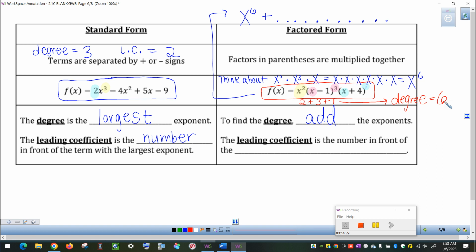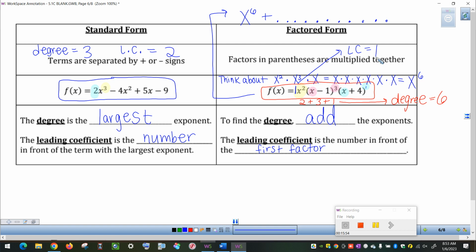Now, the leading coefficient when it's in factored form is really not too difficult. It's simply the number that's out in front of the very first factor in the list. In our case today, our first factor is the x squared, that's yellow. Again, I don't see anything out in front there, so that's going to be an invisible positive 1. So in our case, our leading coefficient is 1.